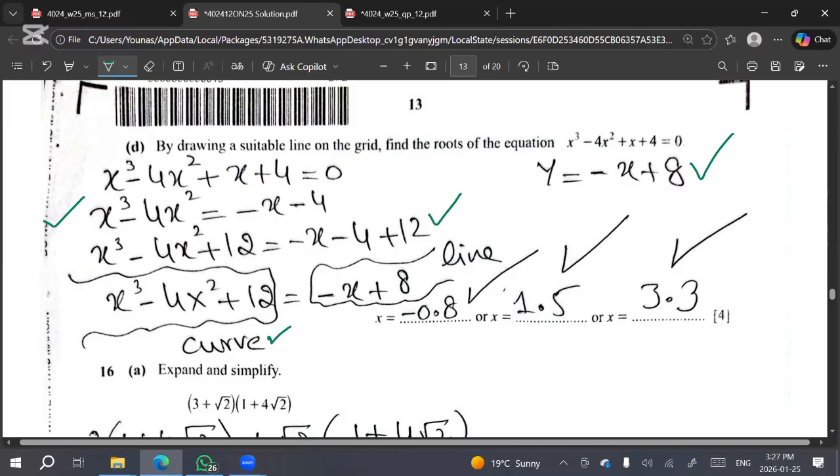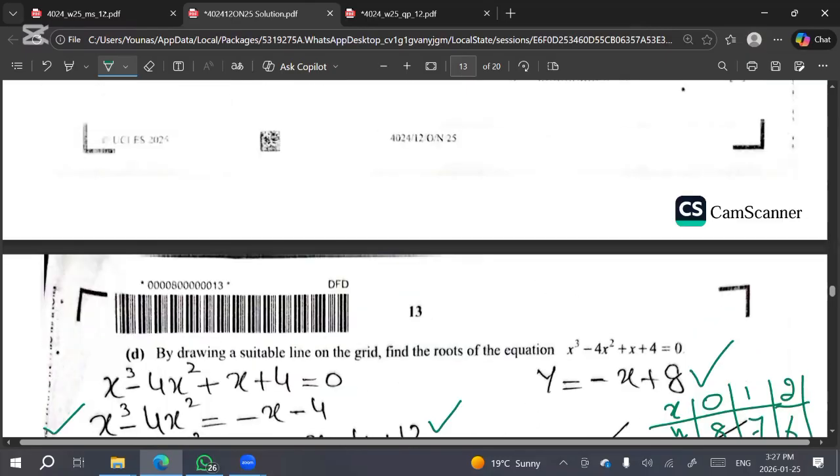You can make a small table, X and Y. For example, in the place of X, when I put 0, I get 8. When I put 1, I get 7. When I put 2, I get 6. Okay. So you can plot these points and draw a straight line.